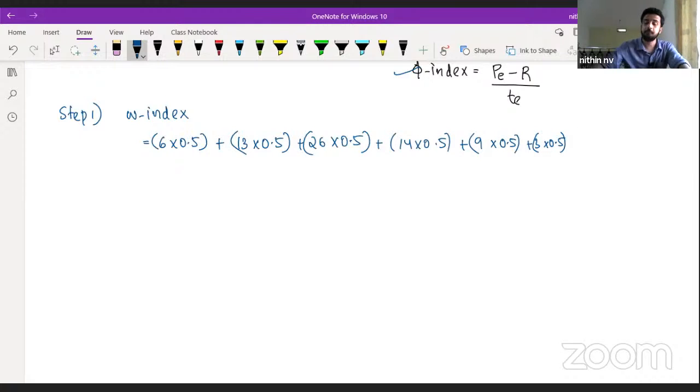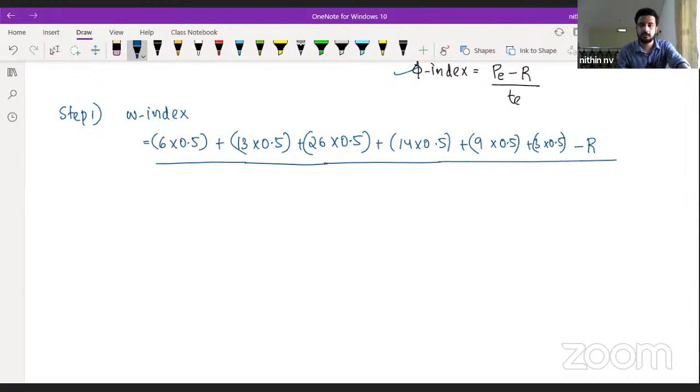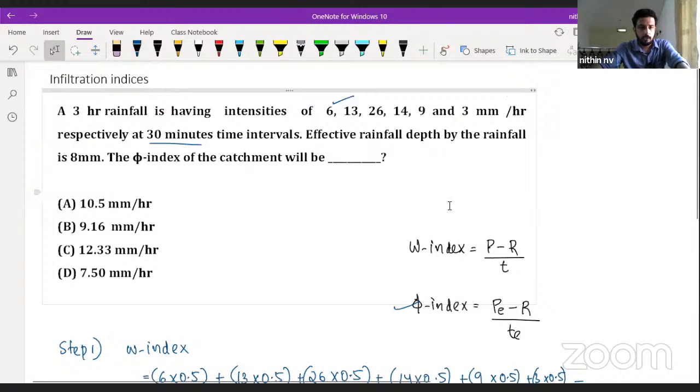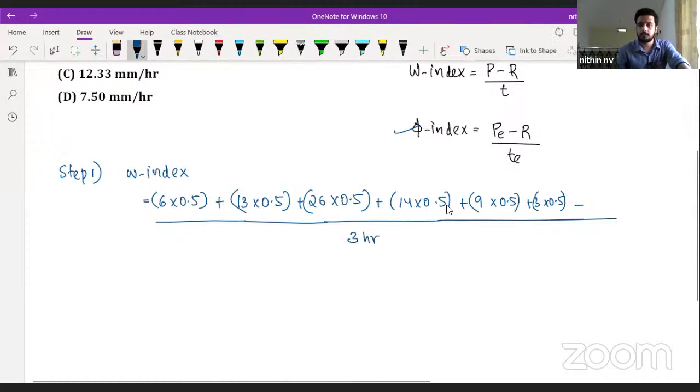What is the total time? That is more important. Whenever they are not giving it in terms of 1 hour, and it is given as 30 minutes, listen properly. What do we need to substitute? The time will be 3 hours, not 6 hours. So what is the runoff value given in the question? We can directly substitute that value. Given that it is 8 millimeters.